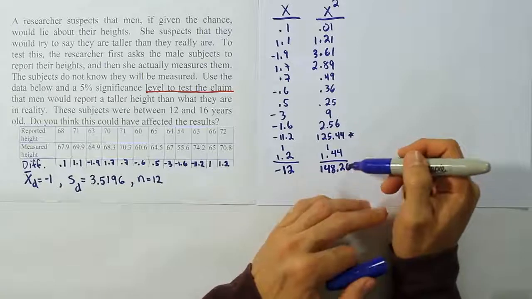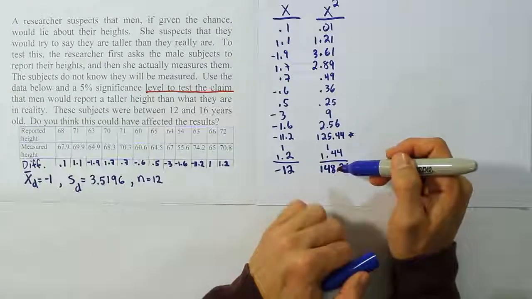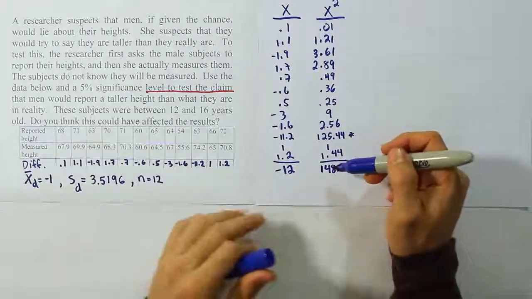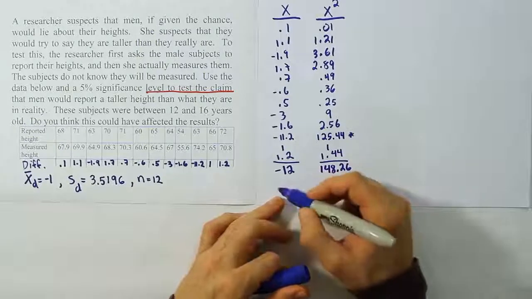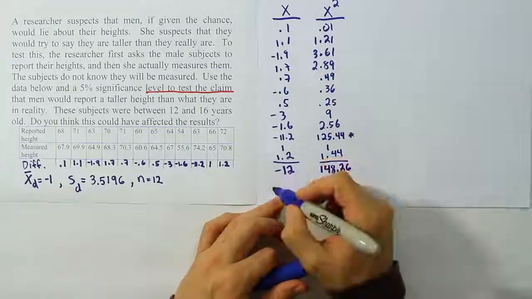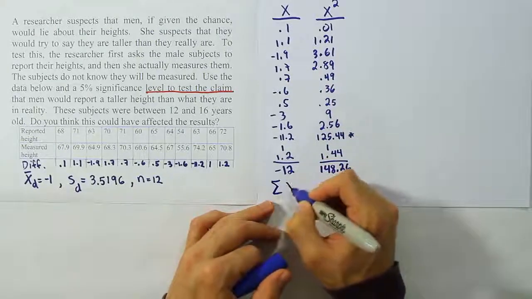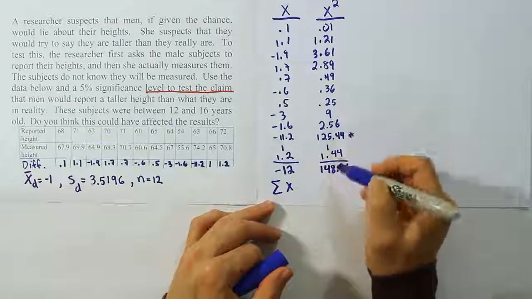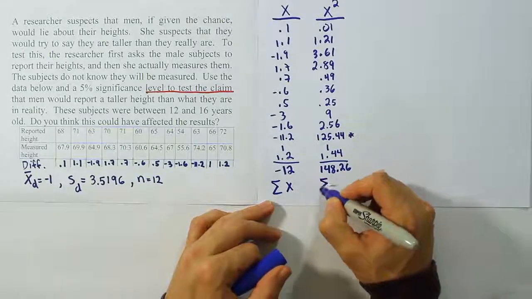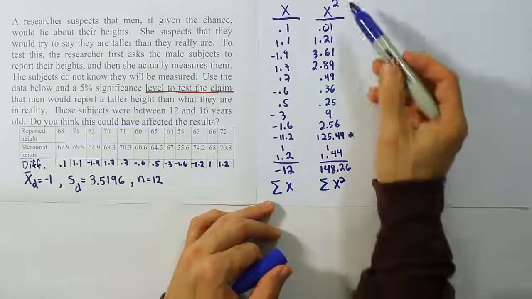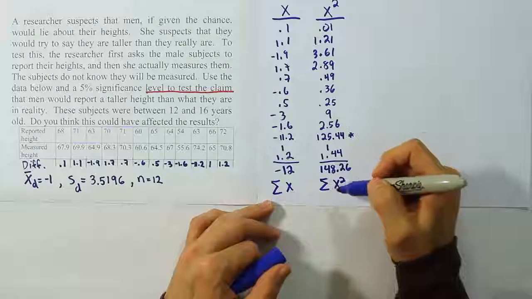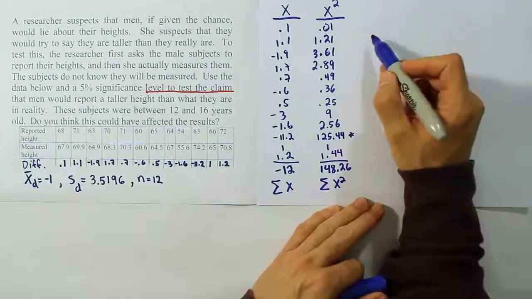We have those numbers. Now from there, what we want to do is give them names. So I want you to tell me, where did this come from? Well, this is the sum of the x column, so I'm going to call this the sum of x. And this is the sum of the x squared column, so I'm going to call that the sum of x squared. And at that point, let's take that and plug it into the formula for the standard deviation.